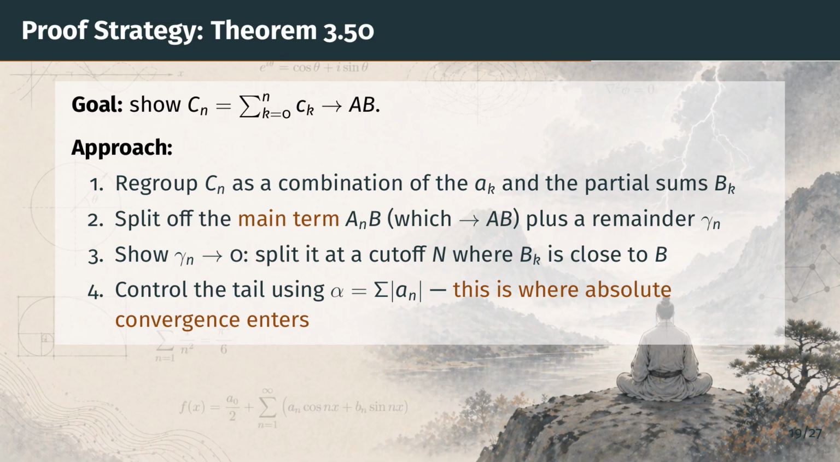Third, to do that, we cut the remainder into 2 pieces at an index N, beyond which the partial sums capital B sub k are within epsilon of B. Fourth, the piece with small betas is controlled by alpha, the sum of the absolute values of the a sub n. This is precisely where absolute convergence earns its keep. With the plan in hand, let's carry out step 1.